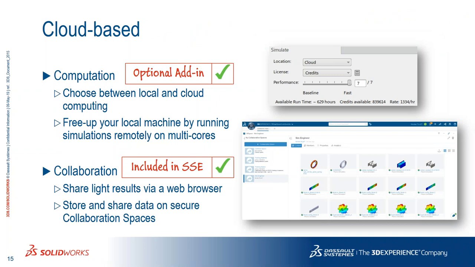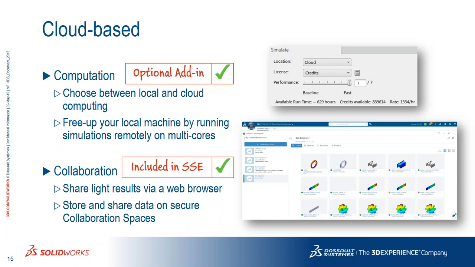Cloud-based means that, of course, you can run your analysis locally. It's normal. But you also have the additional option to run on the cloud. To run on the cloud, you will need credits. If you want to understand better, you can write to me later. But basically, credits are the way to use the power of the cloud, up to 32 cores for each run. Very handy. And of course, if you run on the cloud, your local machine is free to do anything else. So a very simple approach and very handy.